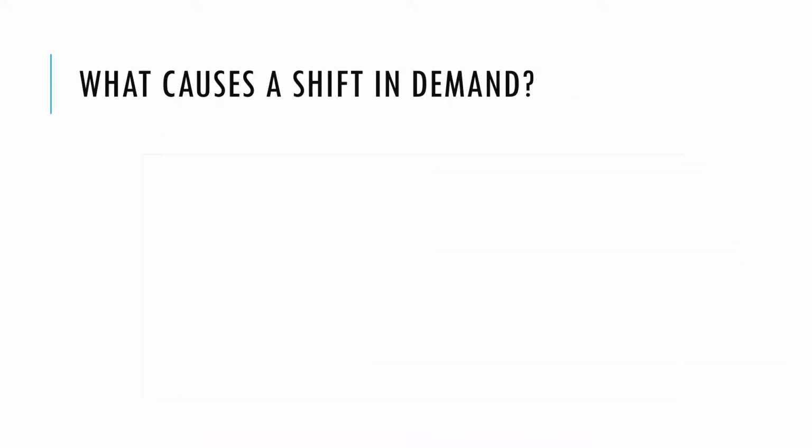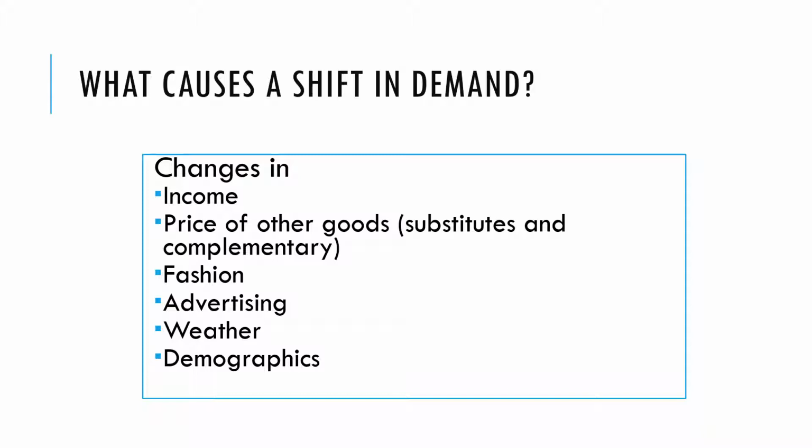So what might cause a shift in demand? Well, these might be factors that would cause us a shift in demand. A change in income, maybe a change in the price of other goods. So actually, if the price of petrol went down, maybe I'd be more willing to buy a car. Things like fashion, if it's very fashionable now, that might see a shift to the right in demand. Advertising, weather, and changes in the population, which we call demographics. Maybe as there's more young people, they might see an increase in demand for certain products.